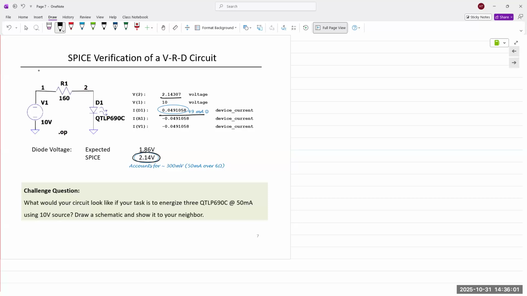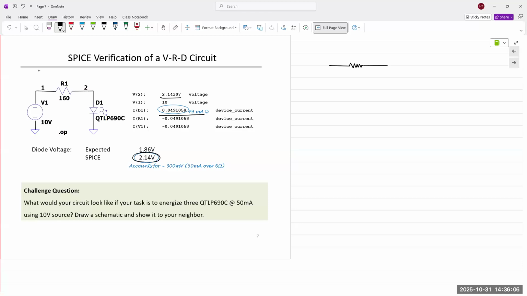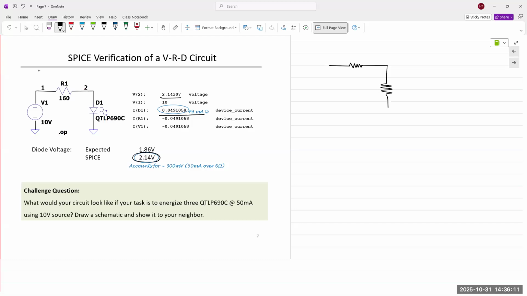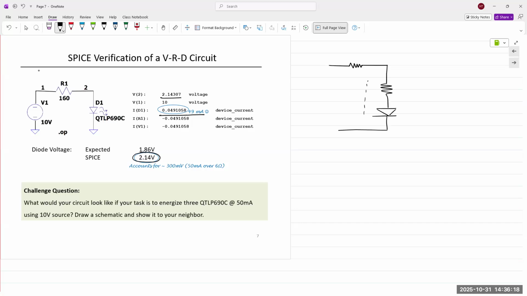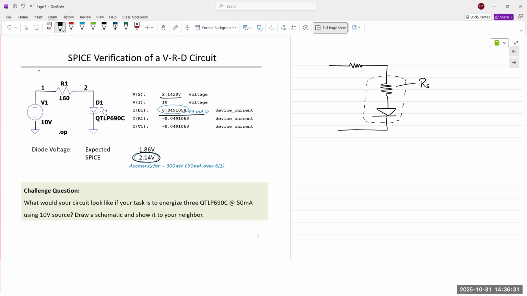So if I wanted to do a more thorough analysis and have more accurate numbers, I would model RS. And I would have my diode this way. And this would be the actual diode, right? This would be RS, the series resistance. Again, it's part of the diode. We cannot separate it out. Okay.